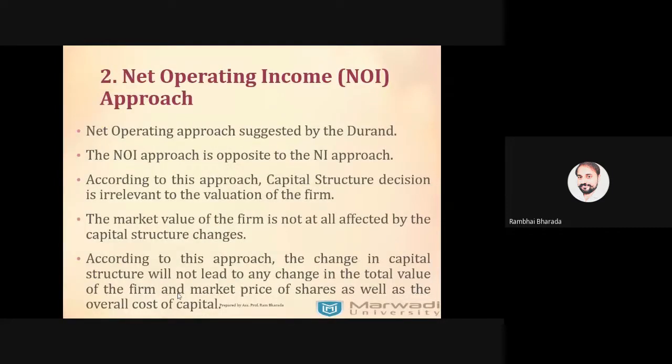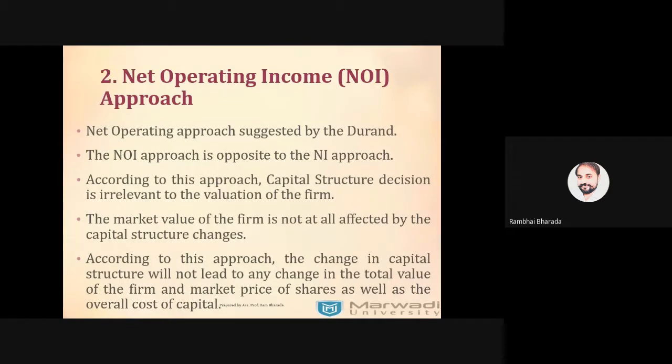Next theory is net operating income, NOI. Shortly, it is known as NOI. Please remember the full form. NOI stands for net operating income. Again, this theory is given by David Durant. And this theory is opposite to NI approach, opposite to the previous theory.